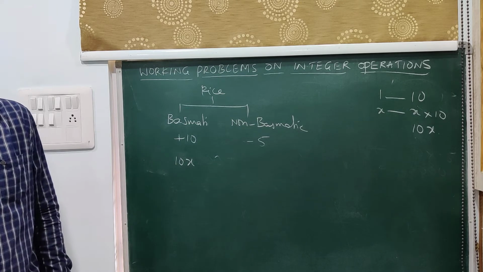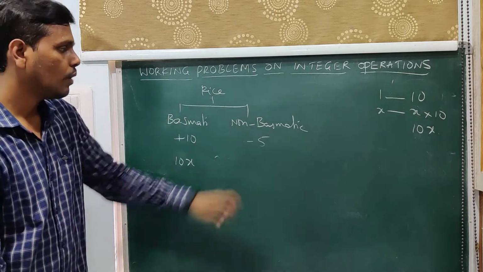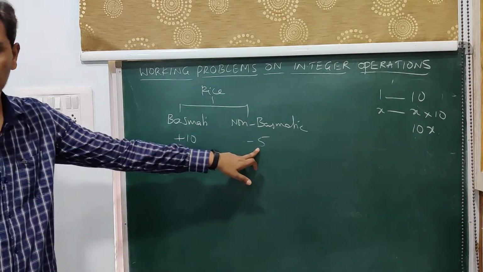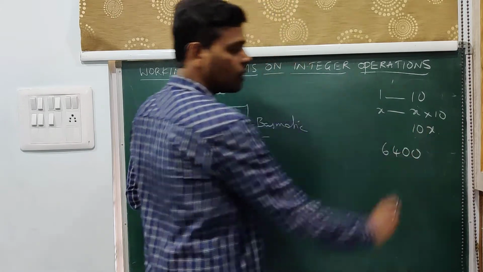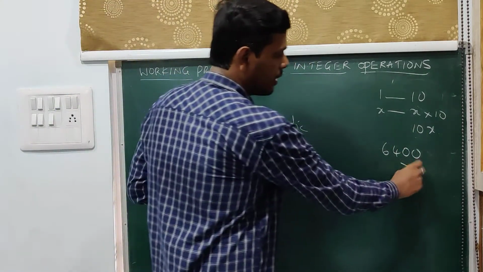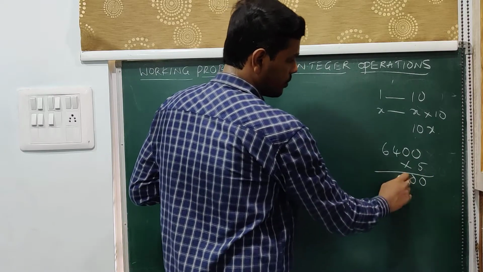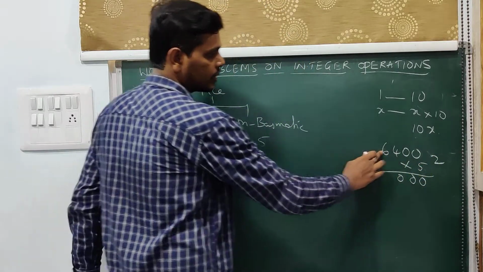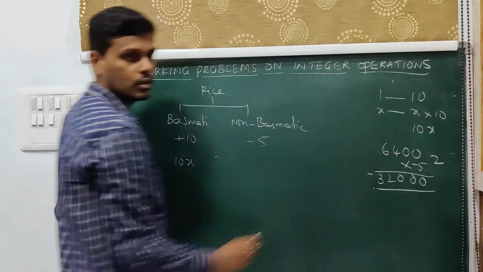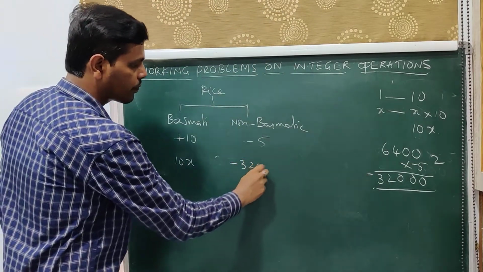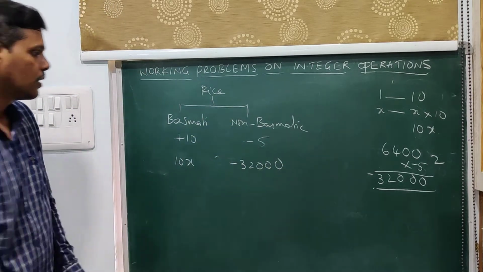Now he is selling 6,400 non-basmati rice bags. On one non-basmati rice bag he gets minus 5 rupees. Now he has got 6,400 bags, so that is into 5. 5 0s are 0, 5 4s are 20, 0 2, 5 6s are 30, 32. So he gets minus 32,000 on non-basmati rice bags.